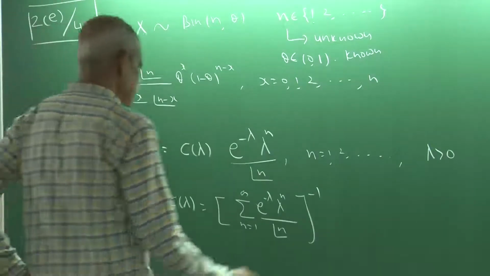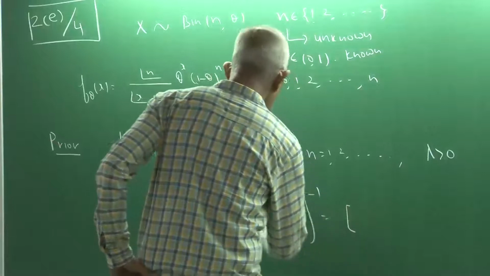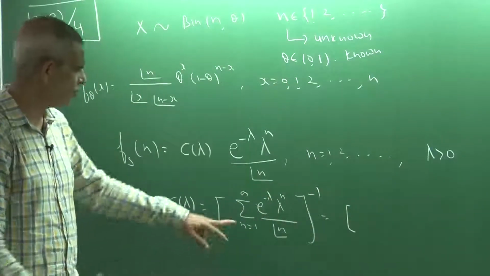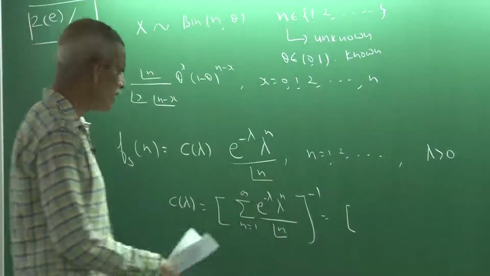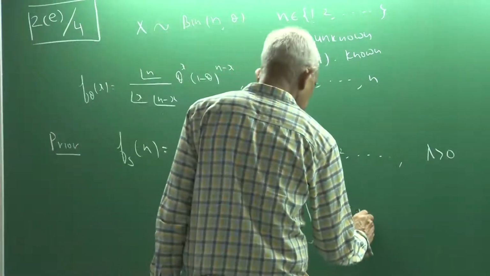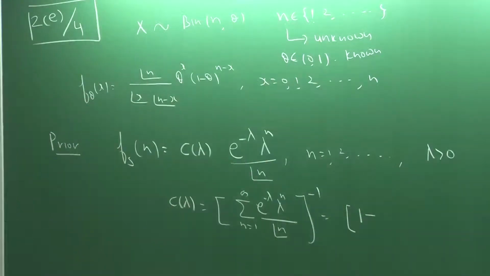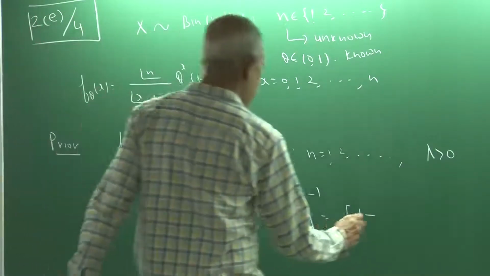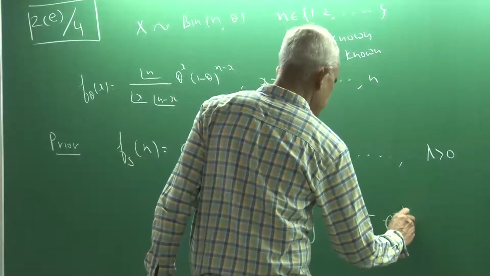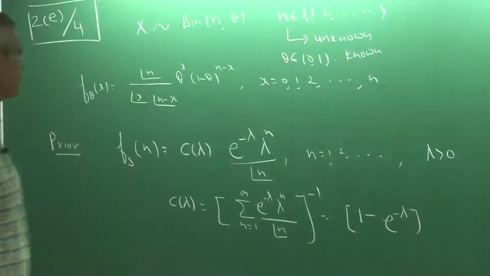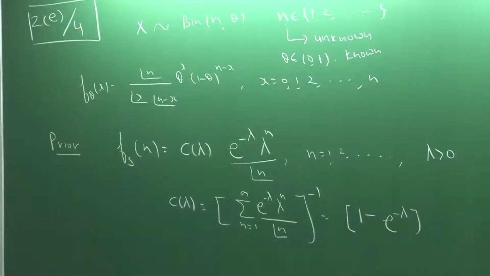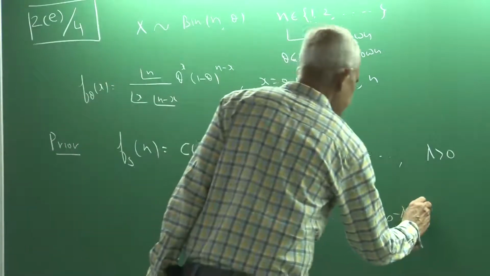So how much is that? I know that the total probability is 1. The summation from n equal to 0 to infinity of this quantity is 1. So this would be the same as 1 minus the n equal to 0 term, which is nothing but e to the power minus lambda, the whole thing to the power minus 1. So that is what it is.